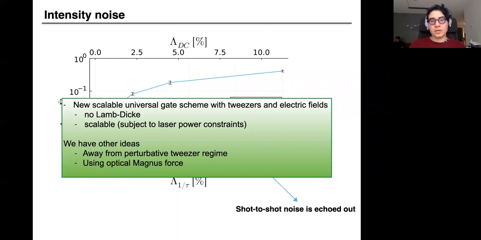So we now have a new scalable universal gate scheme that uses these tweezers and electric fields. It's not reliant on the Lamb-Dicke approximation, and it's scalable. We have other ideas. In particular, with Robert Spiriou, also at UvA, we have a different way of realizing the same type of gate in an even easier setup using the optical Magnus force. We also have ideas about how to go beyond this perturbative tweezer regime, where I used the fact that the tweezer potential was weak compared to the harmonic confinement of the trap.